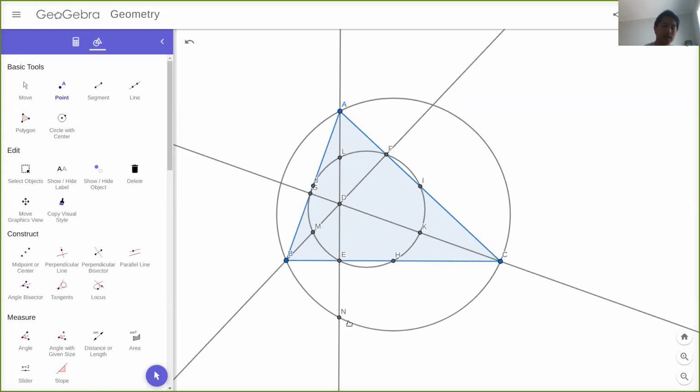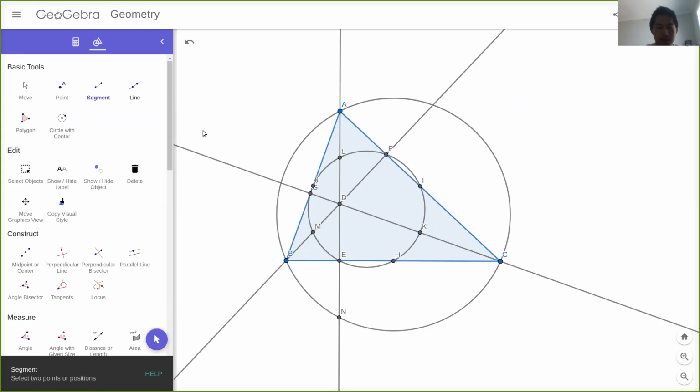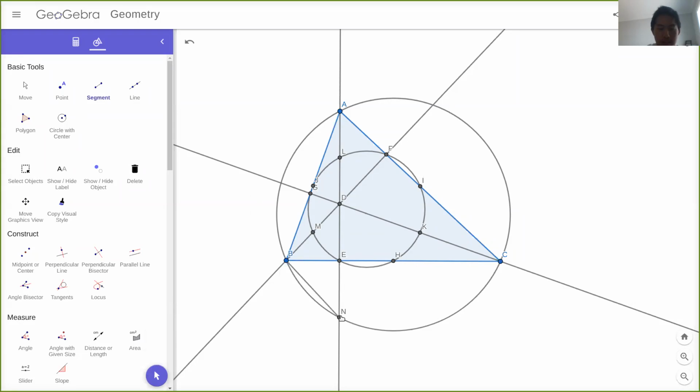And when we want to show that N lies on the circle going through ABC, we want to use cyclic quadrilaterals. So we want to show that angle BNC is equal to 180 minus angle A. Why is that? Okay, so we want to relate this angle right here to this angle.